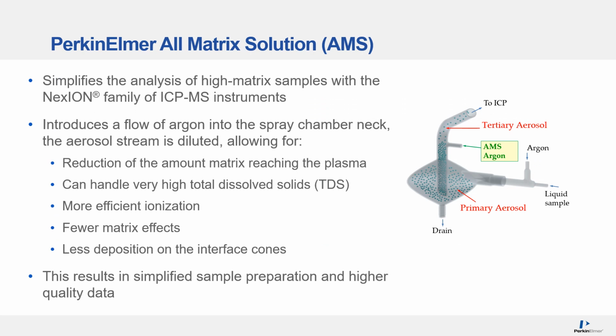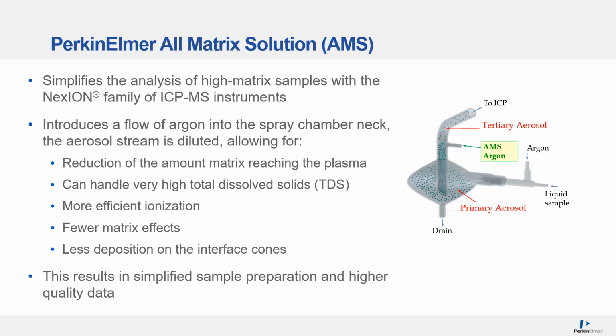Now, the third option that I talked about, or the third feature that I talked about for the NexION being able to combat high total dissolved solids, so plasma cooling from this, is the PerkinElmer all-matrix solution, or AMS for short. This is a simple way to do argon gas dilution in line. So a stream of argon gas is injected into the neck of a spray chamber. This knocks out some of the droplets before they enter the plasma, thus diluting the sample.